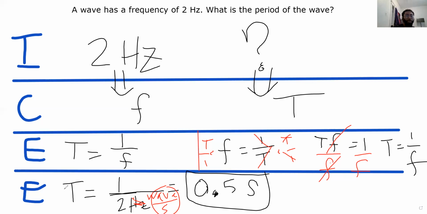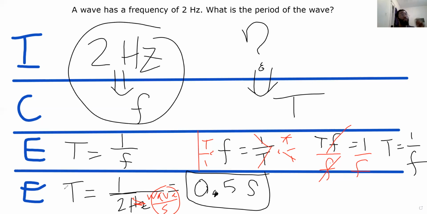Again, if our period is telling us we make 1 wave in 0.5 seconds, then we know we're going to make 2 waves in 1 second. And our frequency up here is telling us just that. We make 2 waves per second, all right? 2 hertz. That's what wave per second is.